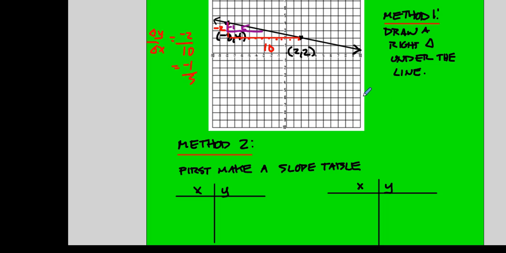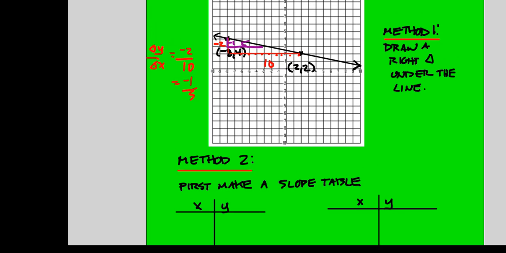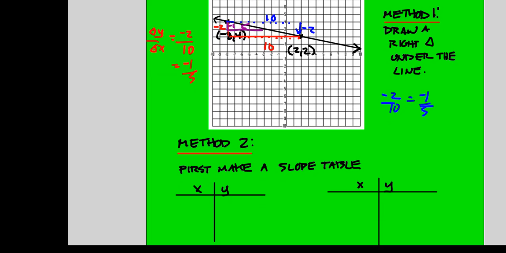Okay, so that's method 1, but you could also go on top and you could go this way. 1, 2, 3, 4, 5, 6, 7, 8, 9, 10 this way. Okay, and down 2 this way. So you're still going to get negative 2/10 for your slope, which reduces to negative 1/5. Now method 2 is using a slope table. So we have the coordinates negative 8, 4 and 2, 2.